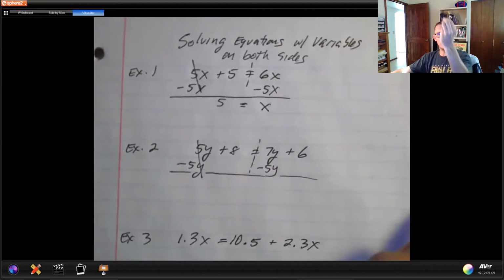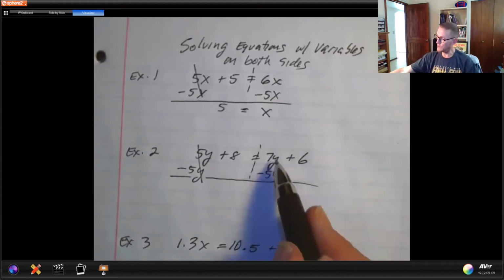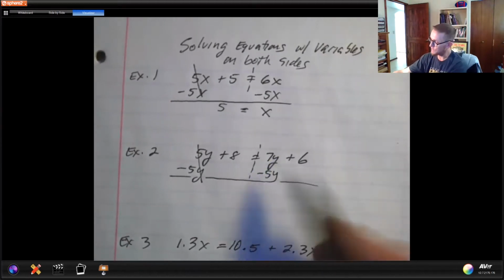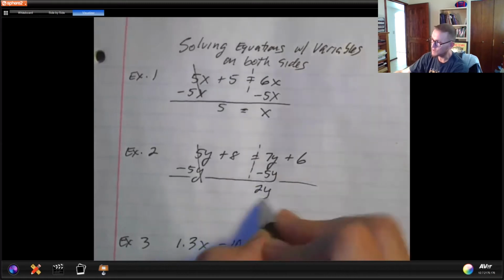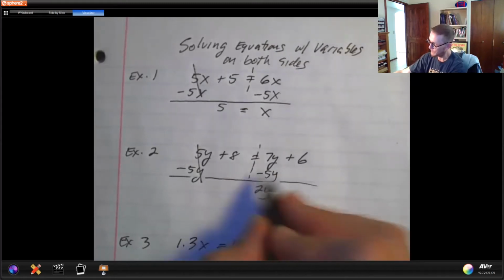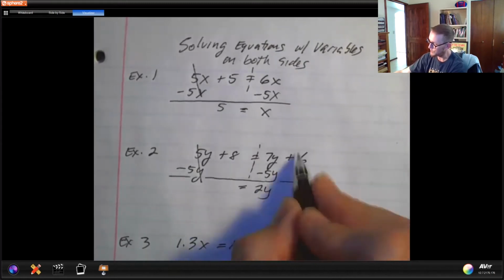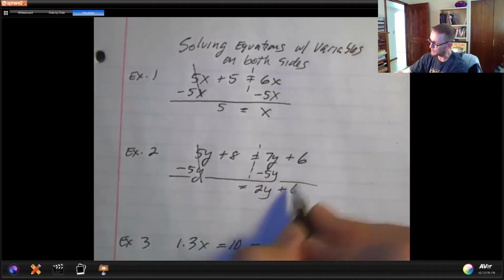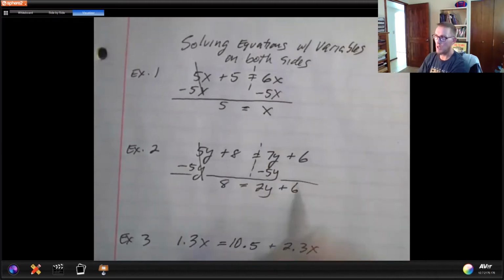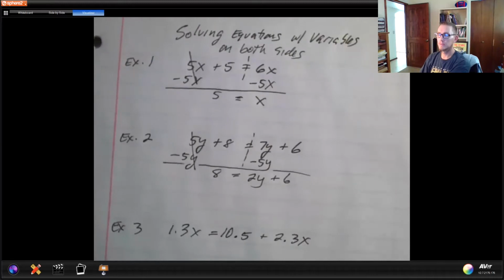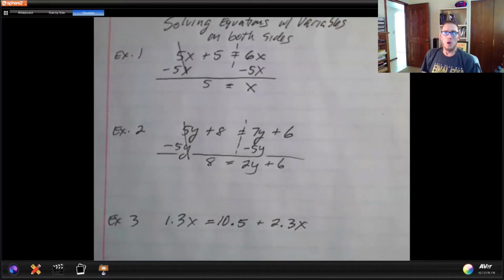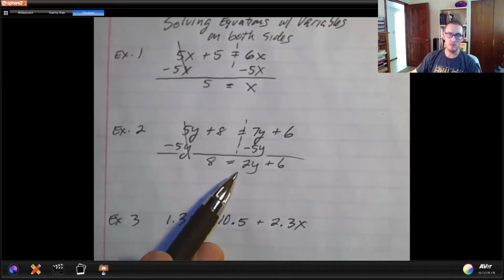Well, let's just simplify and bring everything down. 7y minus 5y is going to give me 2y. I'm going to bring down the equals. I'm going to bring down the plus 6. And I'm going to bring down the 8. At this point, you should be looking at this and it should look very familiar to you because right now I have a simple two-step equation.